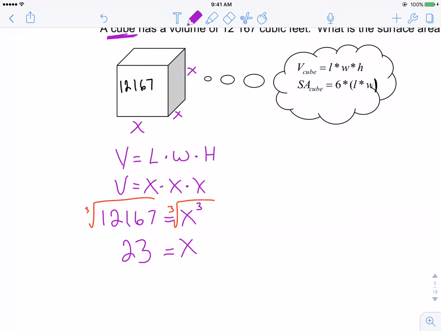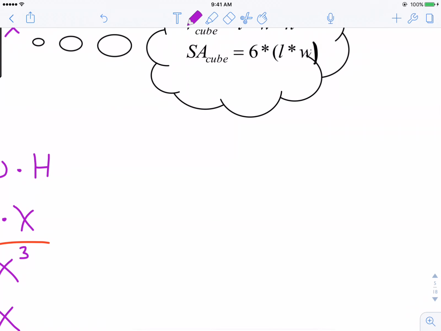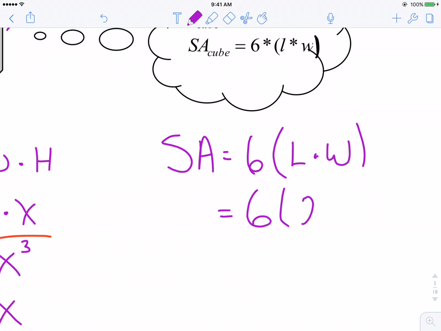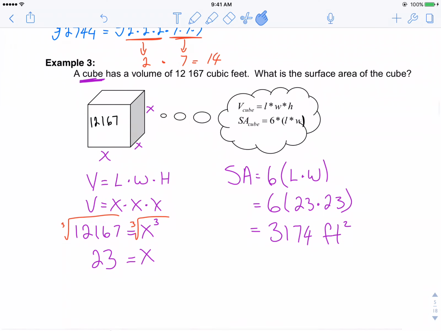So now I know that the length of each side of this cube is 23. I go to my surface area formula. Surface area of a cube is equal to 6 times the length times the width, or in this case 6 times 23 times 23, which is equal to 3,174. What are my units? Feet squared. There's my surface area.